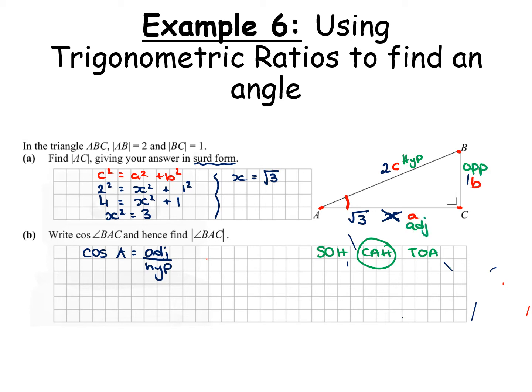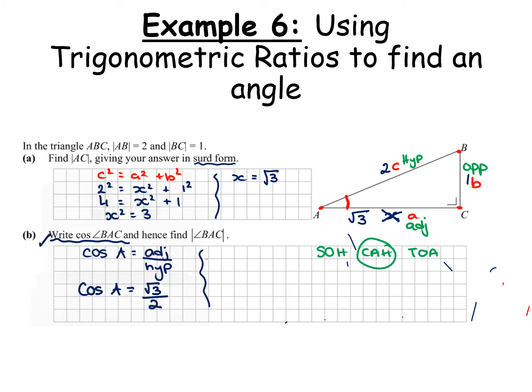I had already labeled this triangle for Pythagoras, and just so it didn't get confusing, I've changed my colors. So now I can say the cos of A is equal to adjacent, which is root 3, over the hypotenuse, which is 2. So that is the first part. Write cos of BAC. Done.